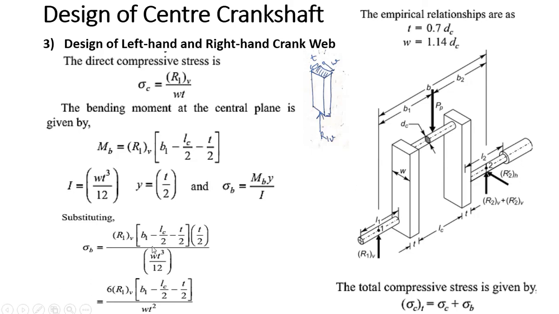Now, sigma B is due to bending and sigma C is because of the compression. We add these two, and the total compressive stress acting on this web will be this one. If this stress is under the allowable stress, then the design is safe. Otherwise we have to think about this width and thickness, and the empirical relations for these are: thickness should be equal to 0.7 times DC and the width should be equal to 1.14 times DC. These are empirical relations based on some experimental studies.